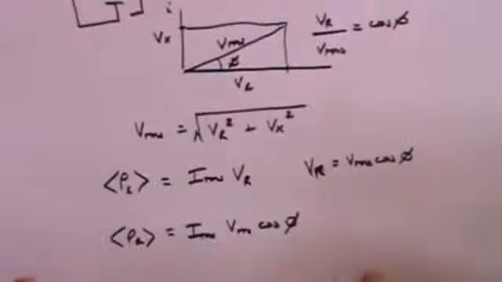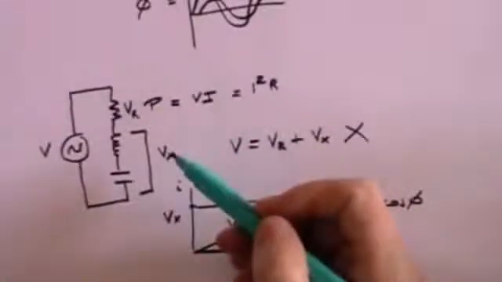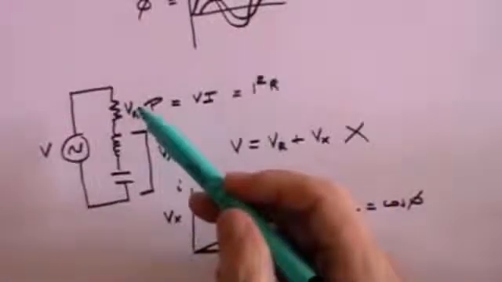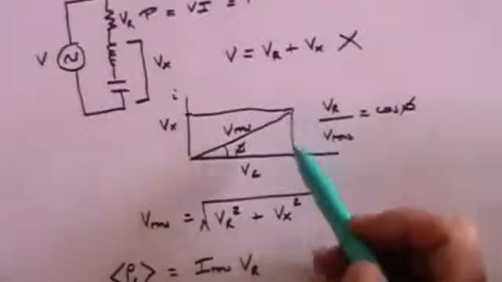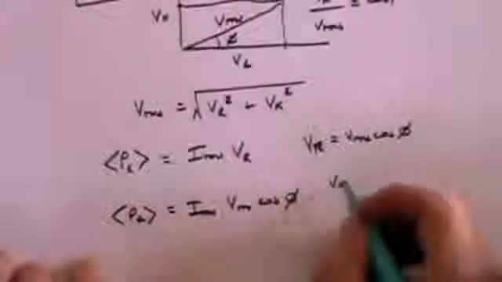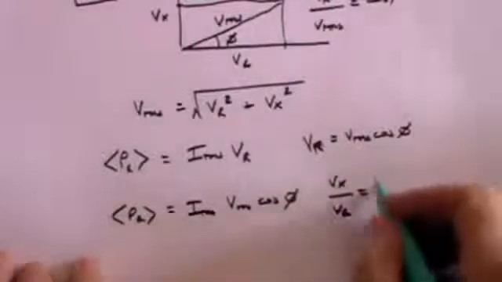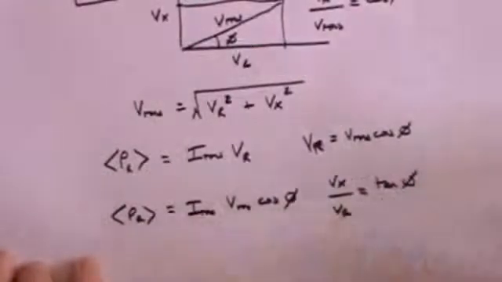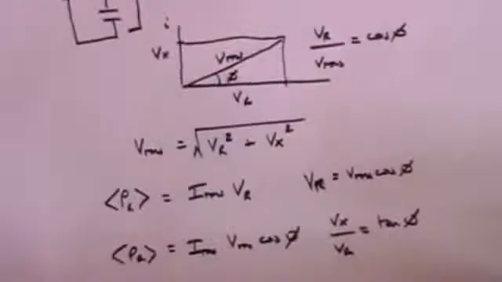And how do you find phi? Well, if you know the voltage drop across the reactances and the voltage drop across the resistor, then you will readily see that Vx over VR is the tangent of phi. Vx divided by VR is equal to the tangent of the angle phi. So if you know Vx and VR, divide one by the other, and that's the tangent of the phase angle.